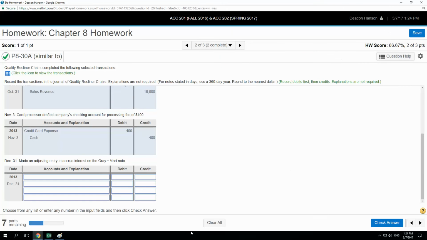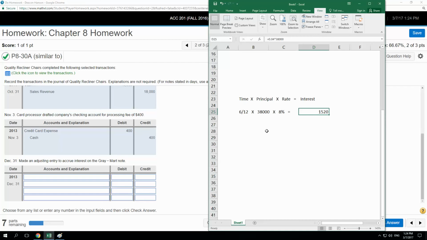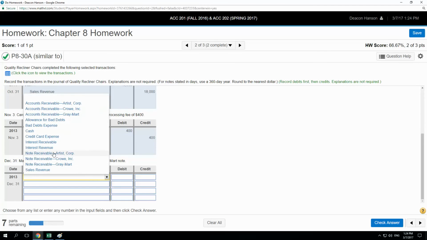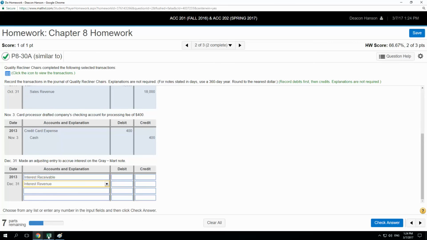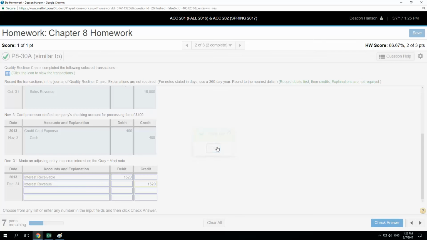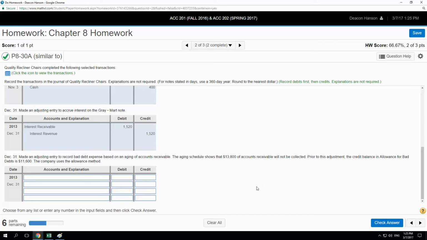We have to accrue that, right? So we're going to have an interest receivable debited, and we're going to have an interest revenue credited. Okay, so interest receivable and interest revenue. And I said 1520. Okay, so that captures 6 months out of the 9 months on that note. It's a 9-month note. Okay.